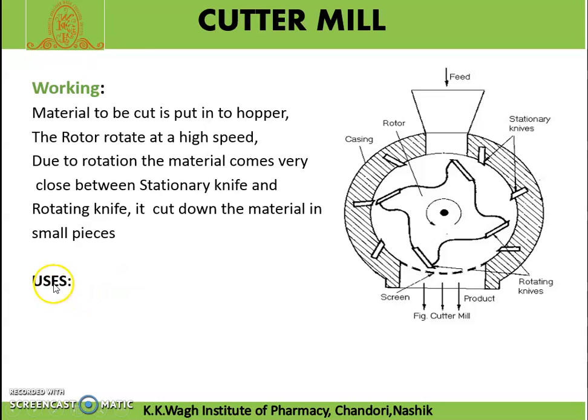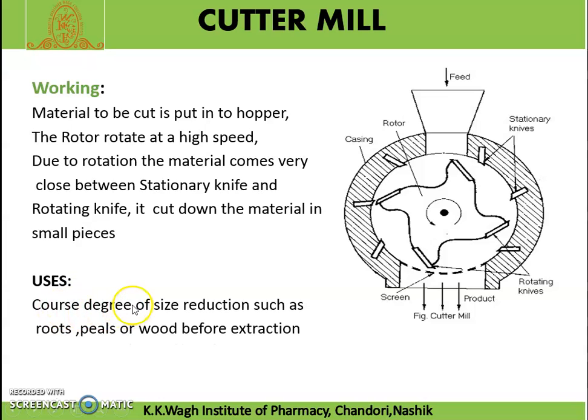The next one, we see the uses of the cutter mill. It is used for coarse degree of size reduction, such as roots, peels or wood before extraction. For these purposes, wood, peels or roots, we can use the cutter mill. The next mill is the ball mill.